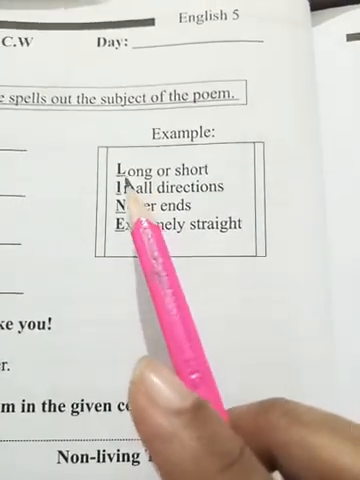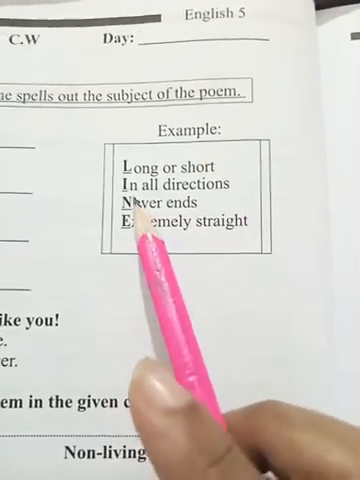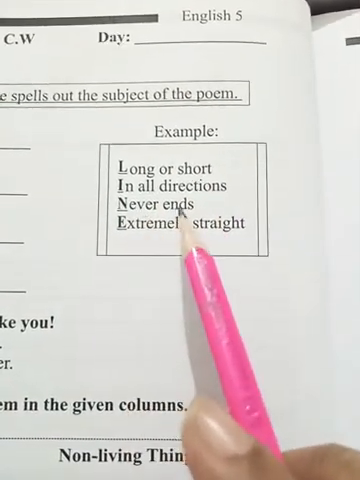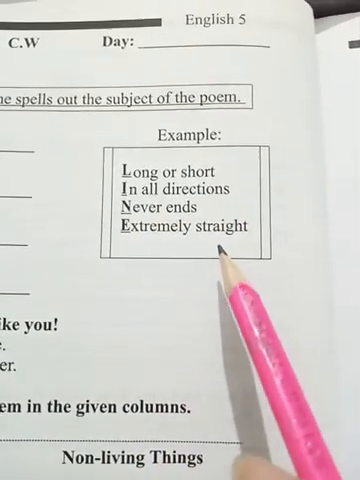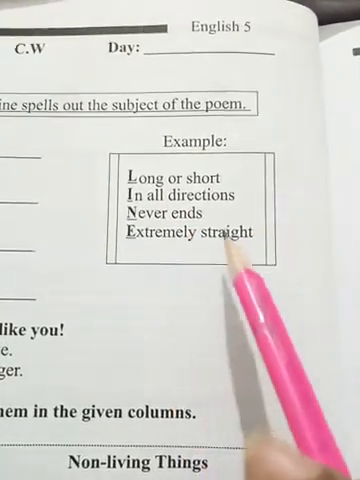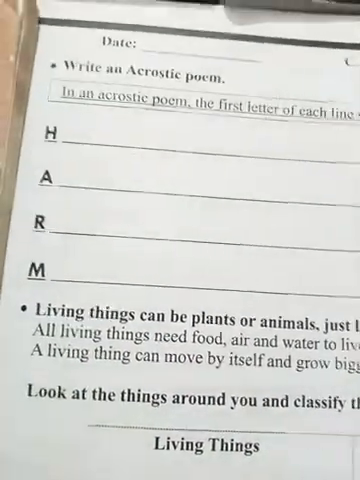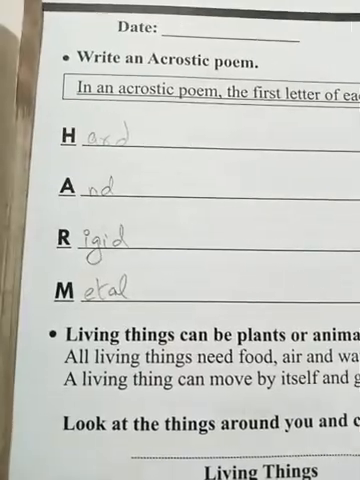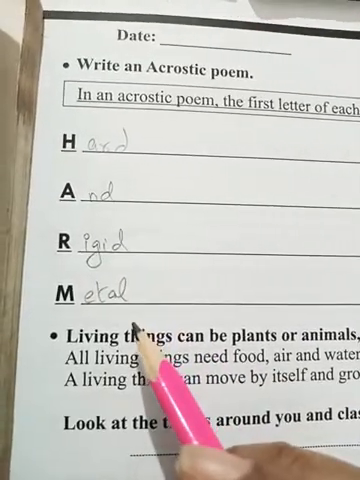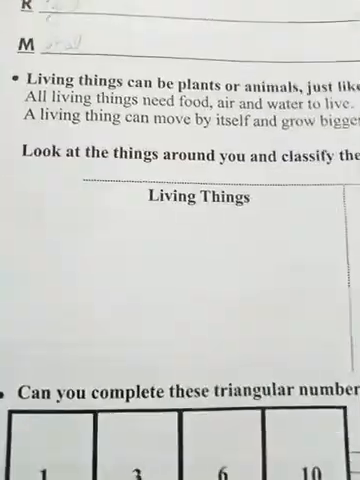So how they have written? Long or short, in all directions, never ends, extremely straight. So what all these words show? Line. So here we have to write something which shows harm. Hard and rigid metal. Okay.